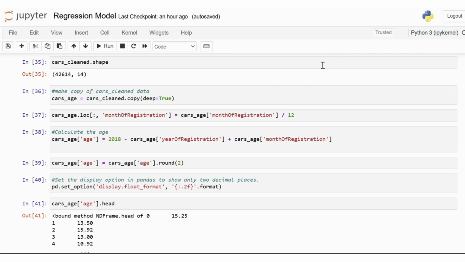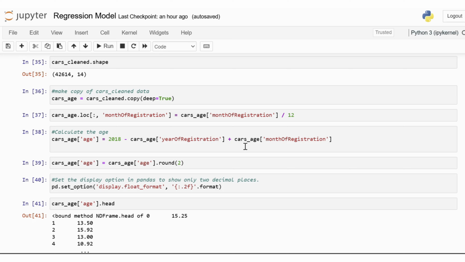Alright, let's dive into the process of creating the age variable and ensure our changes are reflected correctly. Here's how we approach it. First, we divide the month of registration by 12. This transforms the month into a decimal fraction of a year. Then we subtract the year of registration from 2018 and add the decimal value of the month to get a more precise age. When you divide the month of registration by 12, any entries that were 0 remain 0 as decimals. This ensures that adding the year of registration difference from 2018 with the decimal month doesn't introduce invalid integer values for months.